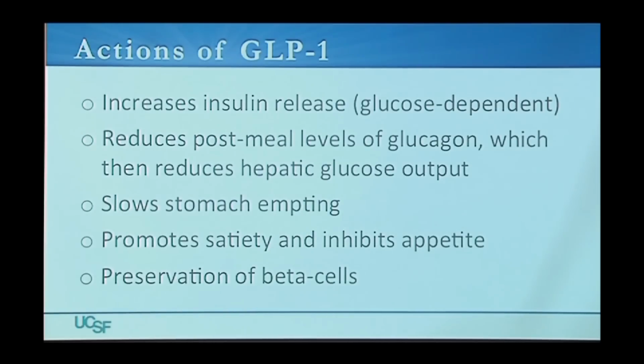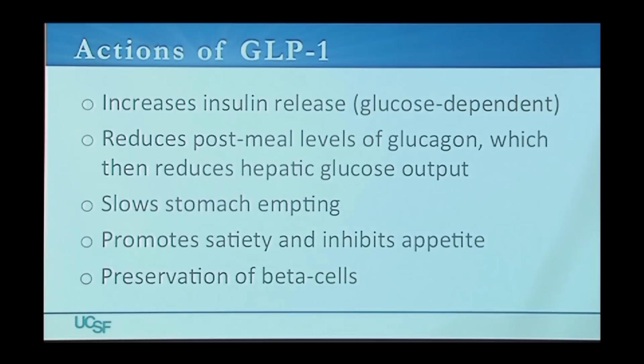So that's considered glucose-dependent. It depends on what the glucose is. If it's high, it'll have more of an effect. If it's not high, it's going to have less of an effect. And so when these medicines are used alone or in combination with metformin, they have a very low chance of causing low blood sugar or hypoglycemia. So that's a nice feature.